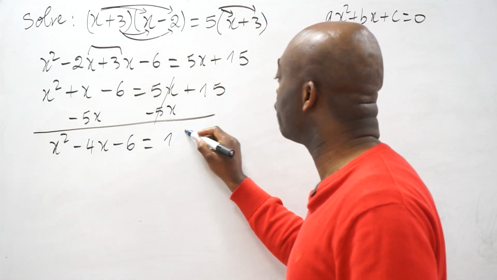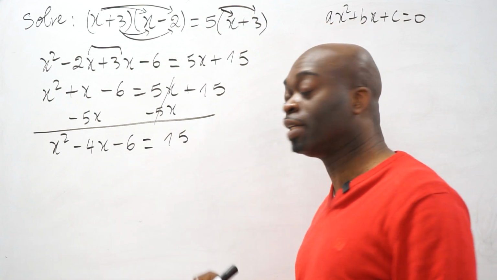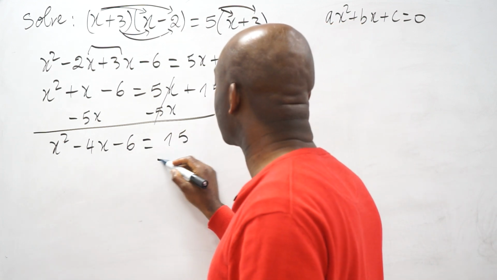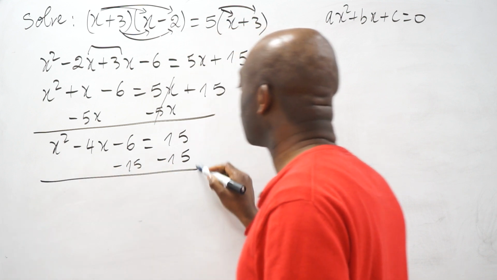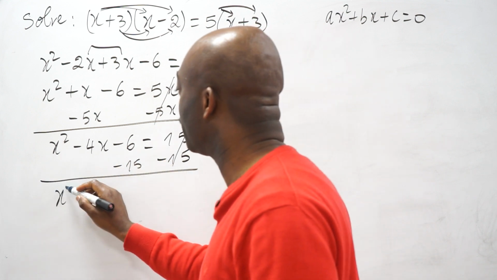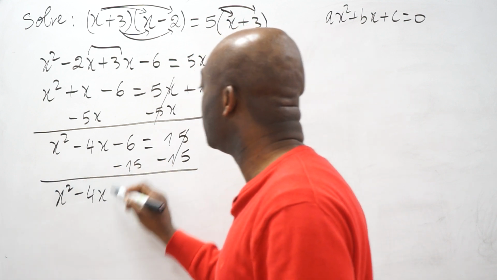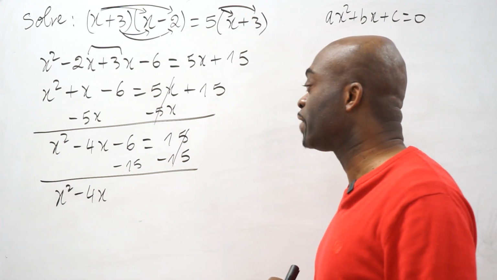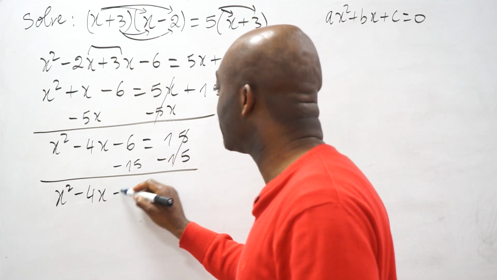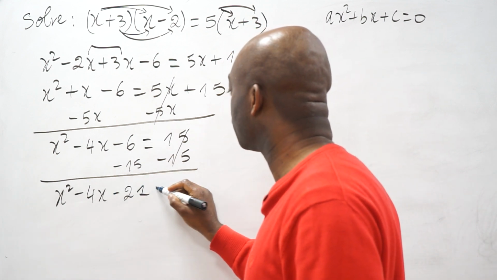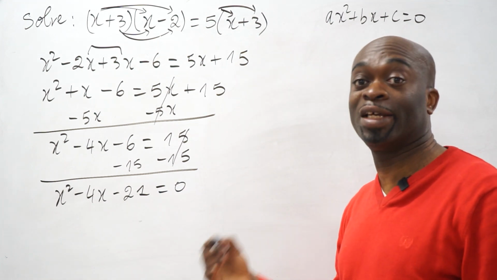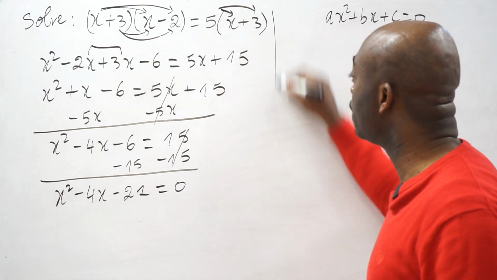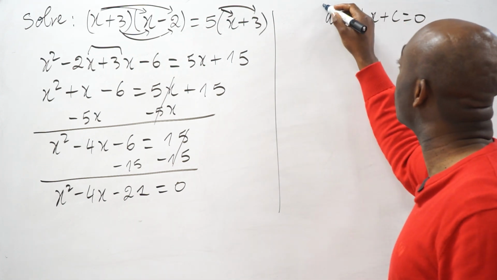That is equal to 15. And then 15 has to be combined with negative 6, so negative 15 on both sides. So we end up with x squared minus 4x, negative 6 and then negative 15 gives us negative 21, which is equal to 0. So now we end up with a quadratic equation here.